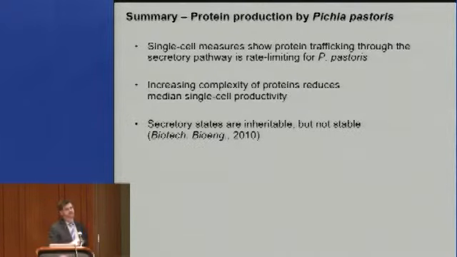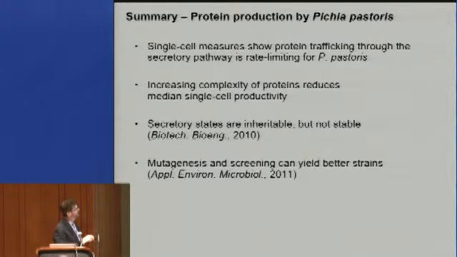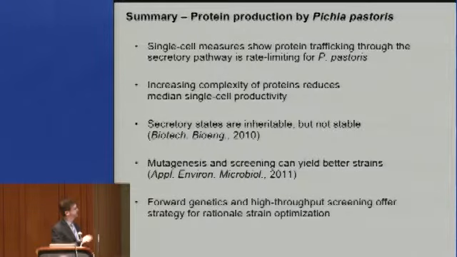Some work that I didn't have a chance to tell you about today was that we've shown at a single cell level that these states, that cells can flip back and forth between on and off production states over short intervals, that they're inherited by daughter cells, but that over long periods, as I did show you, those states revert back to the normal distribution through many rounds of division. The mutagenesis and screening strategies do in fact yield better strains, and that with the advances in next generation sequencing, we can really start to do forward genetics to improve rational strain design of this organism.